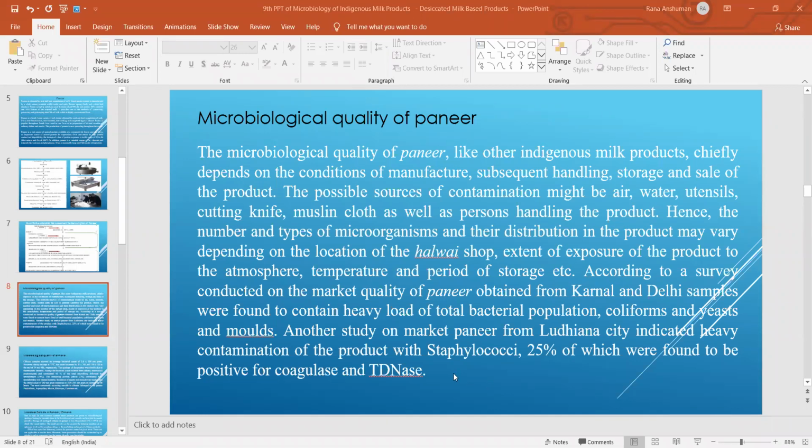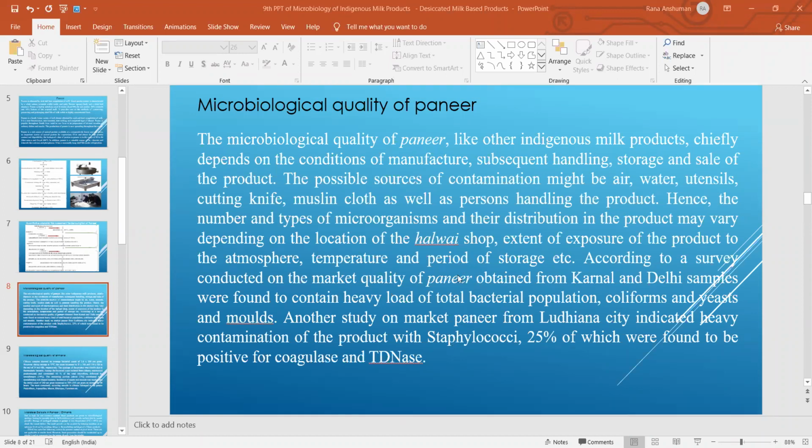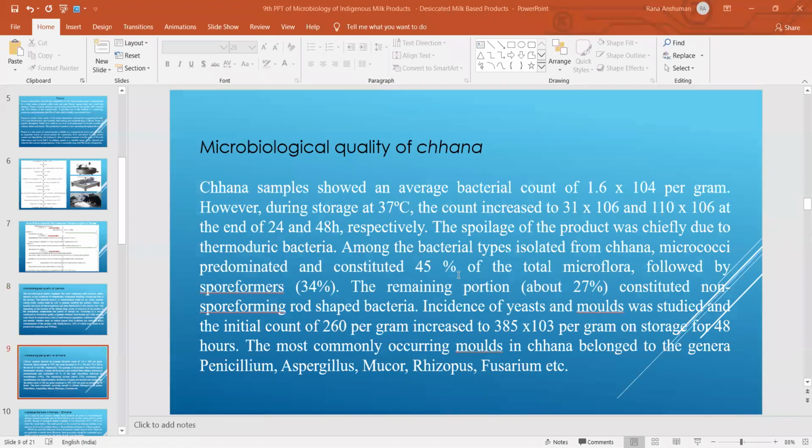Sometimes people have observed different kind of Staphylococcus aureus strains in final product of paneer. It gives you idea about the unhygienic condition maintained during the manufacturing process. If you talk about the microbiological quality of chana, people have collected different samples of chana, and it was showed that an average bacterial count of 1.6 to 10 to the power 4 per gram was there in different samples of chana.